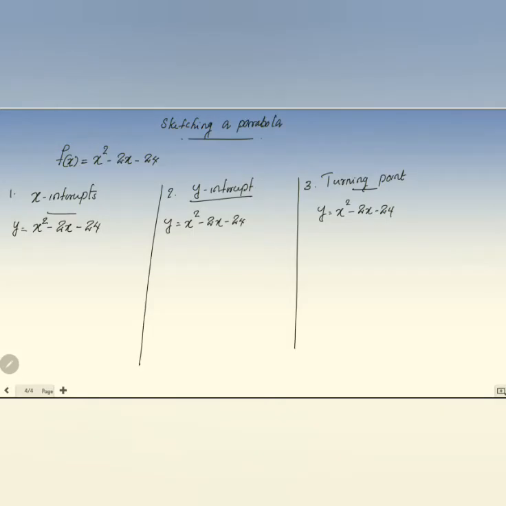Here I'm going to show you how to sketch a parabola. The main equation is given: f of x is equal to x squared minus 2x minus 24. That is the standard form, and a, b, c are all there. For sketching a parabola, we are going to sketch approximately, not accurately, so we are not using any table method. For sketching a parabola, we need three things: the x-intercept, y-intercept, and turning point.